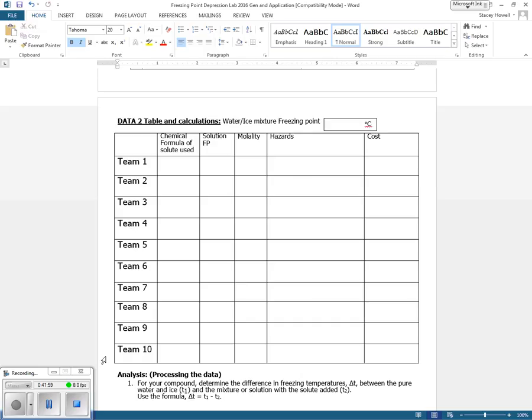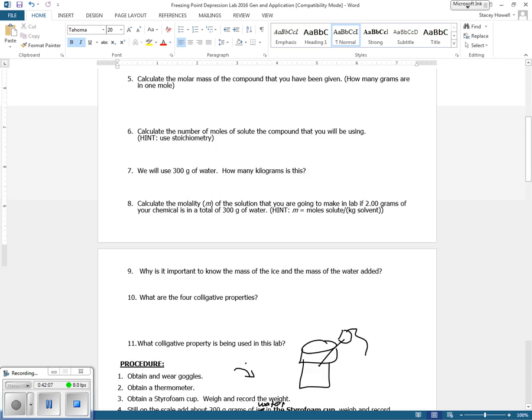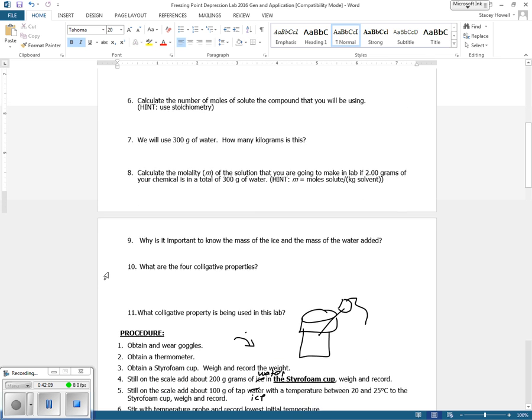Okay, so we want to do this fast so we can make our ice cream and then we can have some fun as a review. So let's go back up to what needs to get done today. So we have a pre-lab that goes all the way to 11 on the pre-lab.